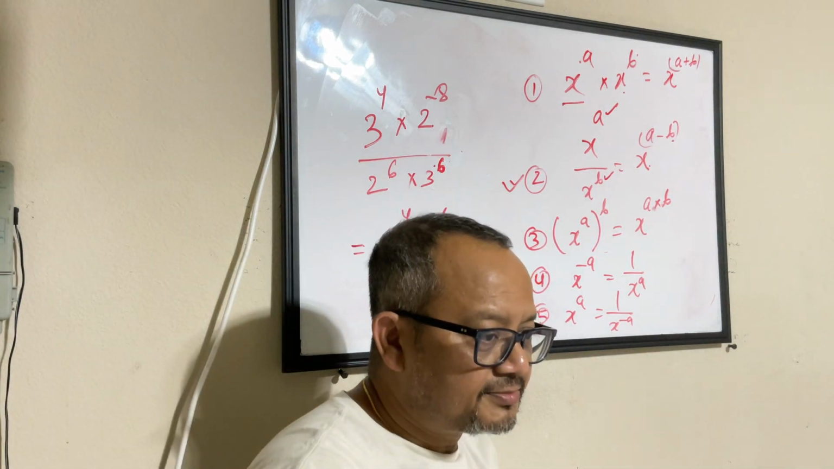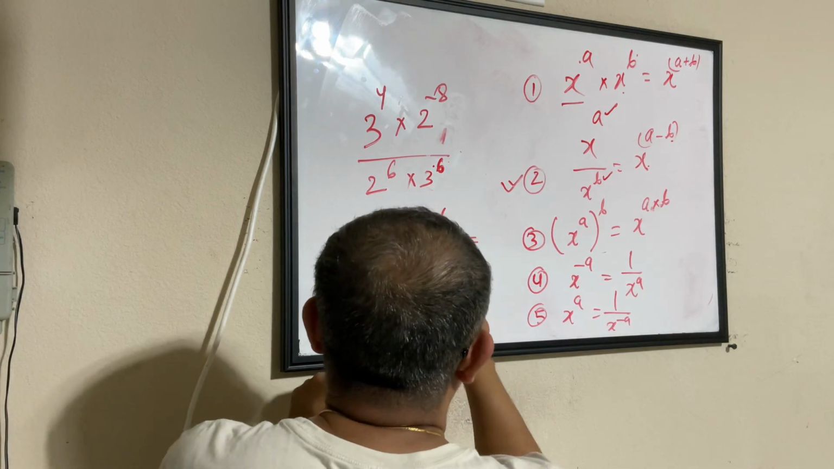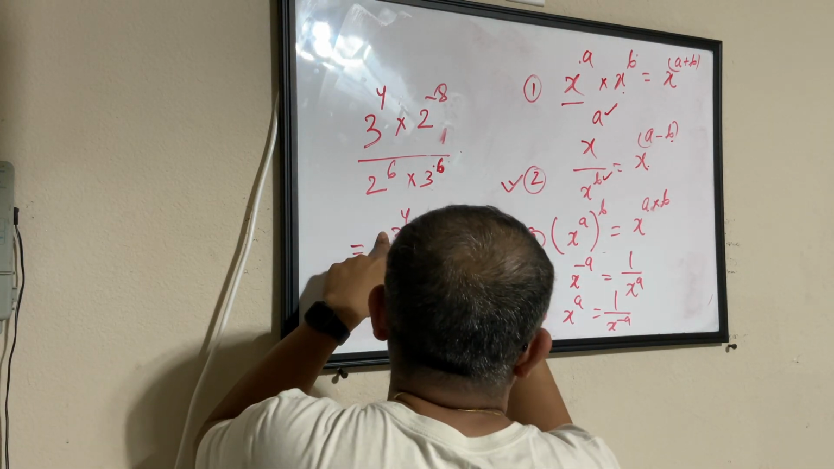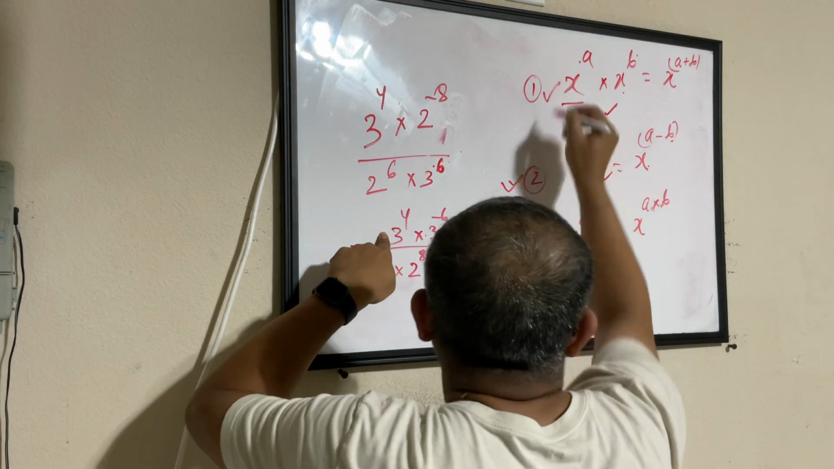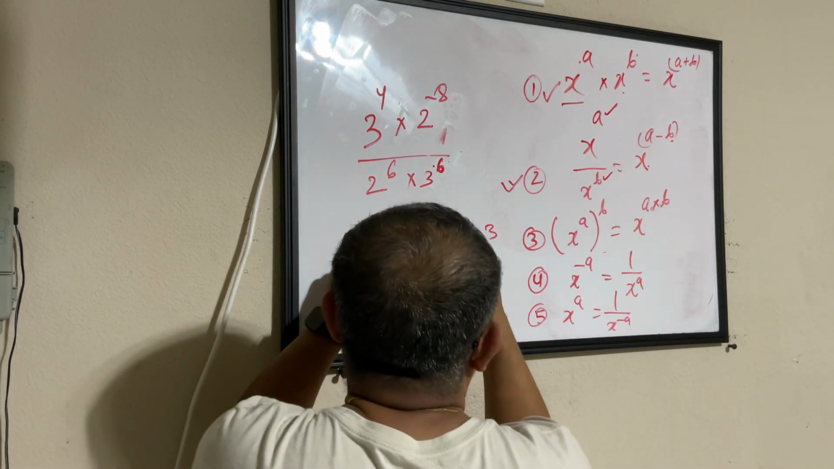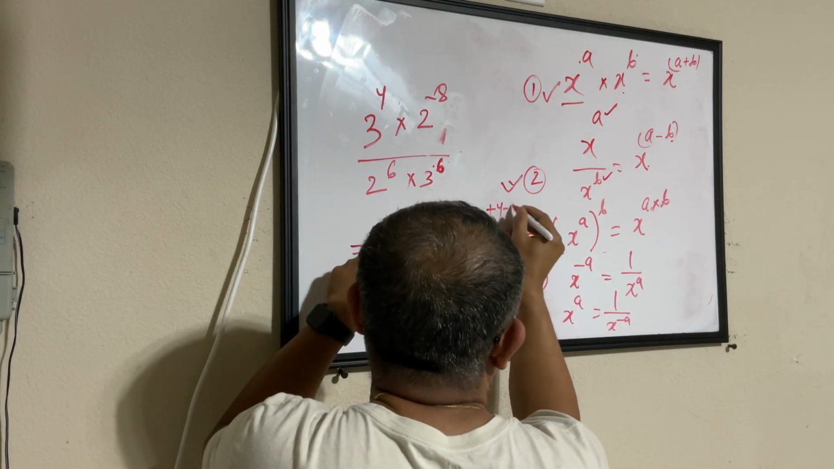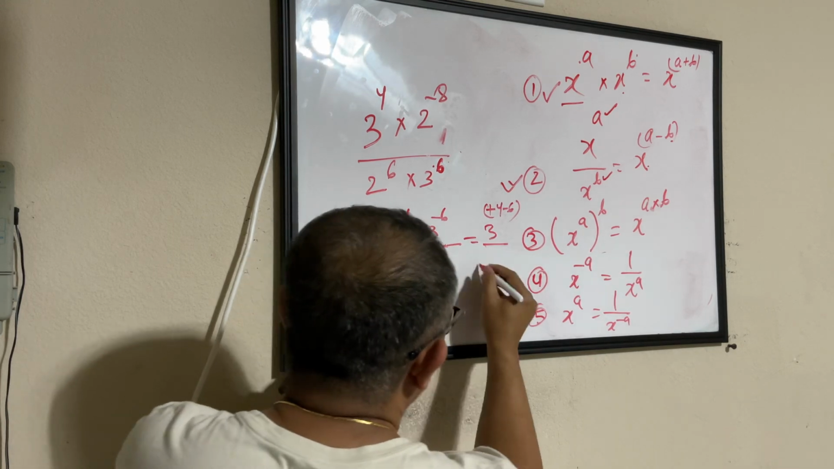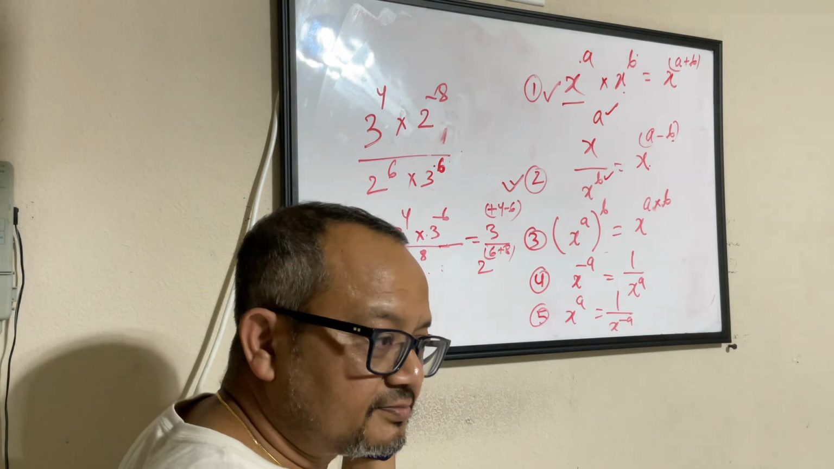Yeah? So what do I have here now? I have two things. 3 to the power 4 and 3 to the power minus 6. That becomes 3 to the power a plus b, the first rule. So this becomes 3 to the power plus 4 minus 6. And then here it becomes 2 to the power 6 plus 8. Yeah?